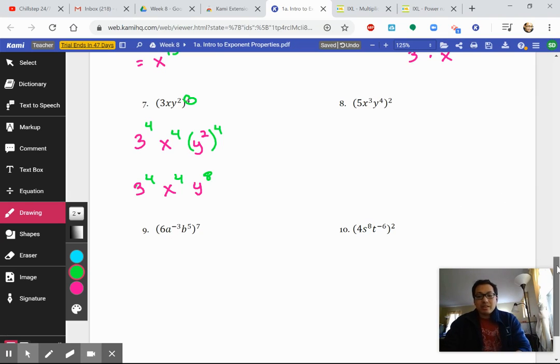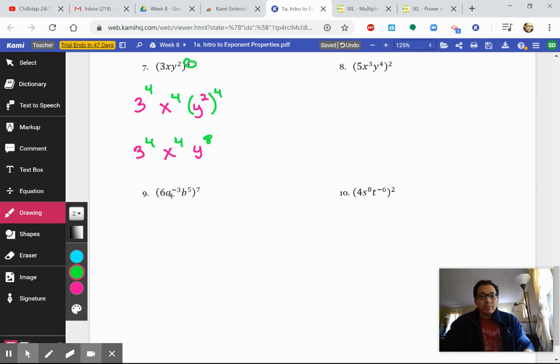How about this one down here? What makes this a little bit stranger? What do you think? Yeah, there's a negative power, right? That's kind of weird. Don't worry about that. We'll get to that next week. But there's 3 things in here again. There's a 6, there's an a to the minus 3 power, and there's a b to the 5 power.